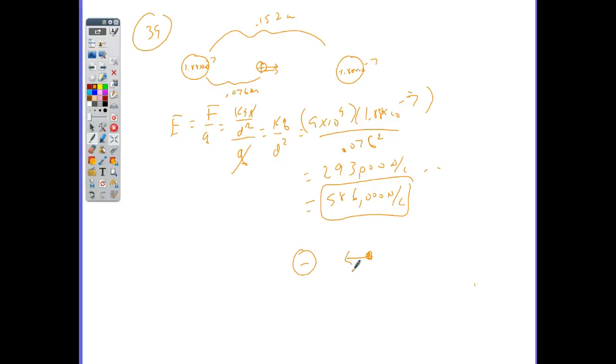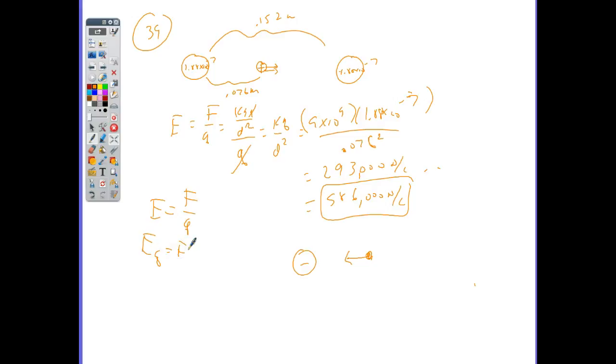That's just part A, because the electric fields add up. The second one asks, what would be the magnitude and direction of the force that would act on an electron placed there? So how do I find a force given an electric field? We do E equals F over q, so Eq equals the force on the thing.